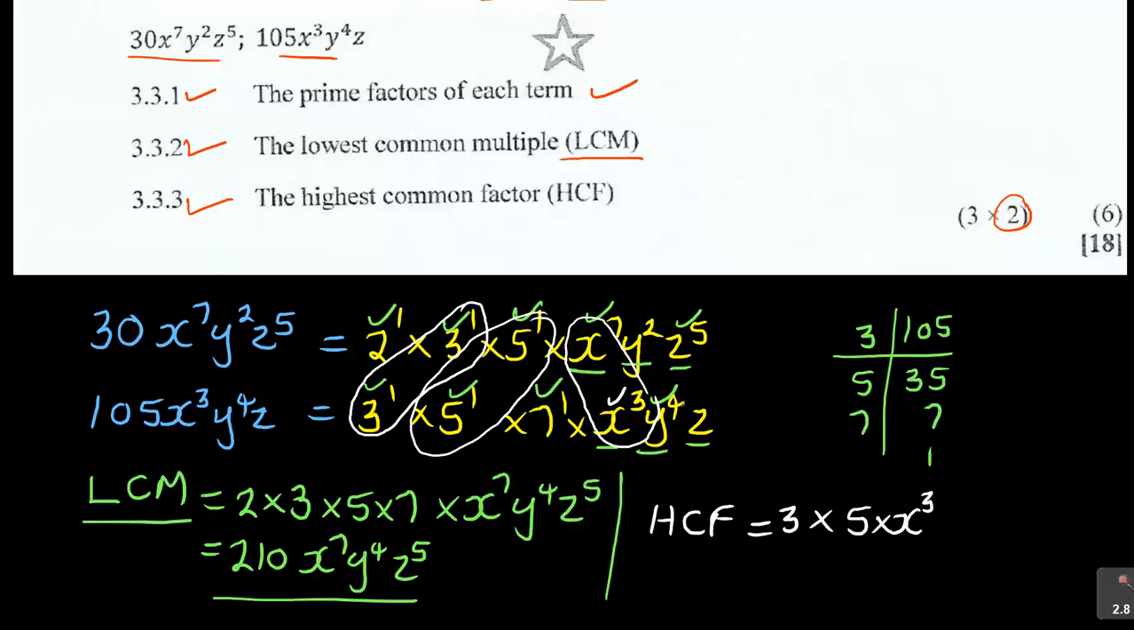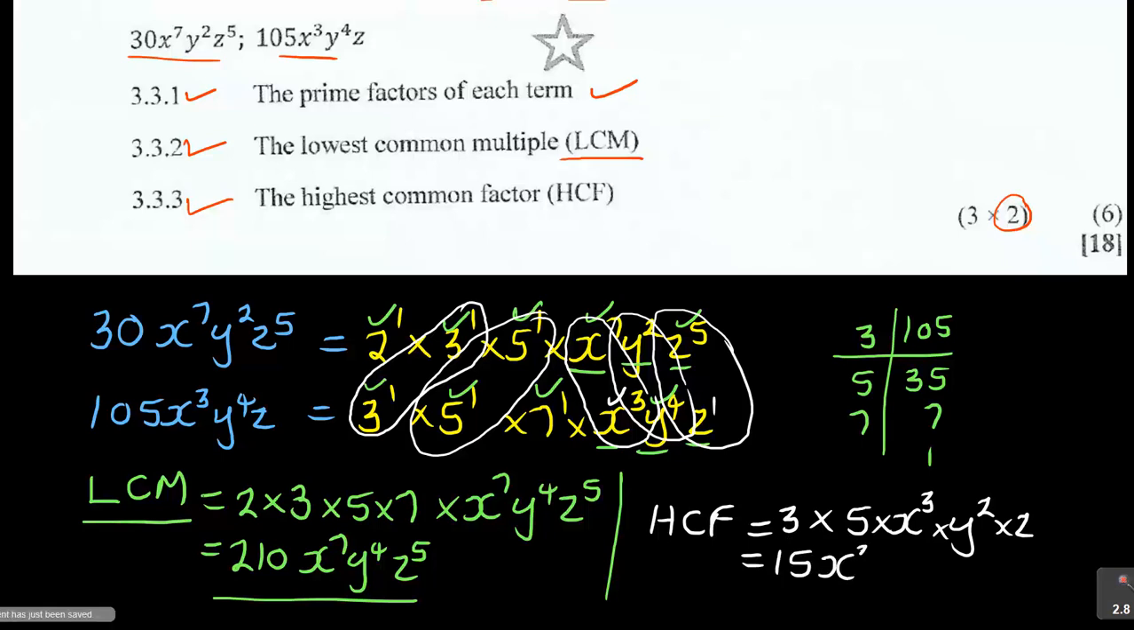You do the same thing with y. Y is there, but the smaller power is squared, it's times y squared. Z is also there, but the smaller power is just z to the power 1 there, times z. So if you simplify 3 times 5, it's 15x cubed, y squared, and z. So this becomes the highest common factor. You take the number that is appearing in both as well as the smallest powers. So that will earn you your 18 marks, guys. And it was a good 18 marks.